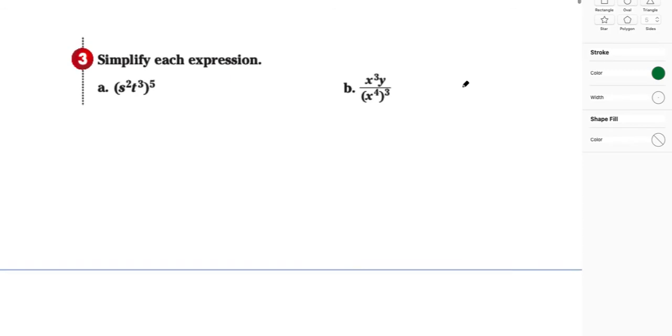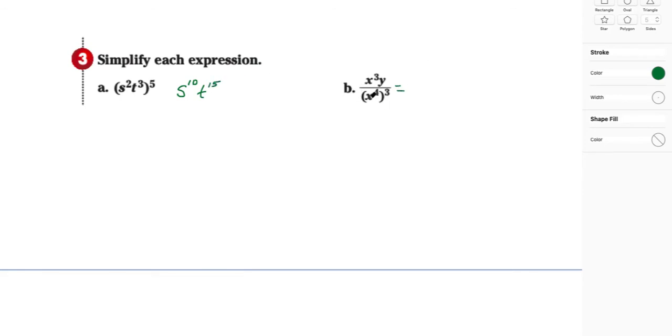This next set, number 3, is going to ask us to raise each of these terms to the 5th power. So notice this 5 is going to affect everything inside. So this is s to the 2nd to the 5th is s to the 10th. Power to power, we multiply. T to the 3rd to the 5th is going to be t to the 15th. And that is as simple as we can write this one. Let's go ahead and look at this one over here.